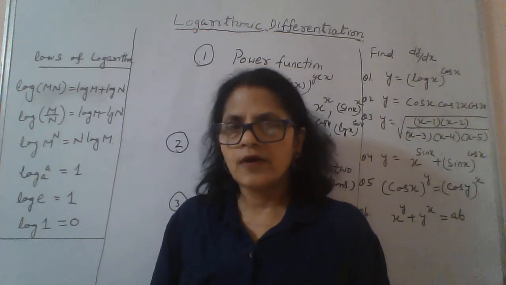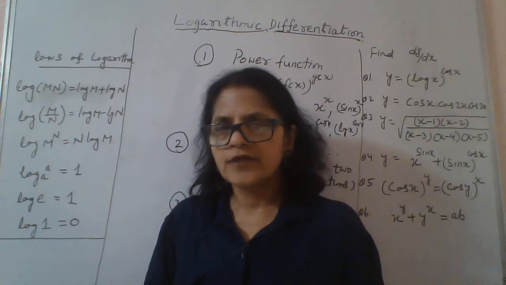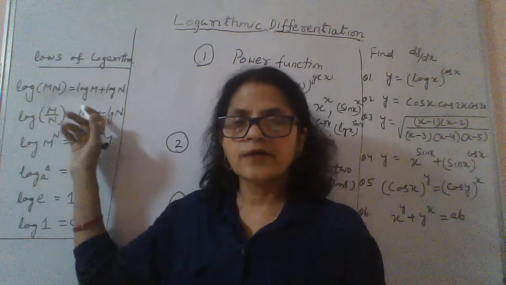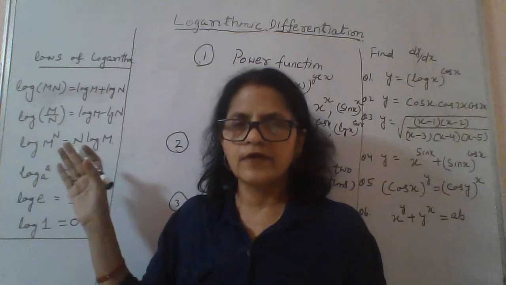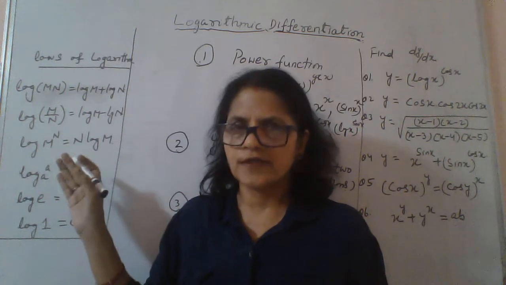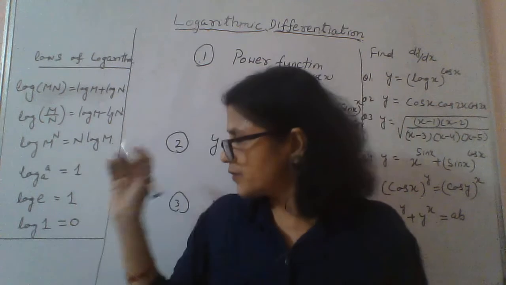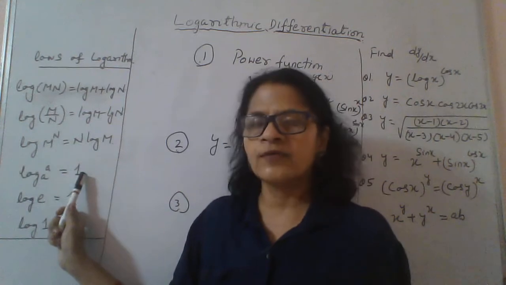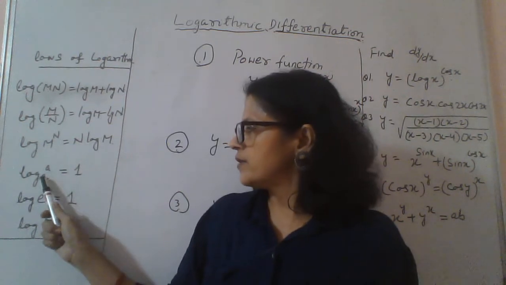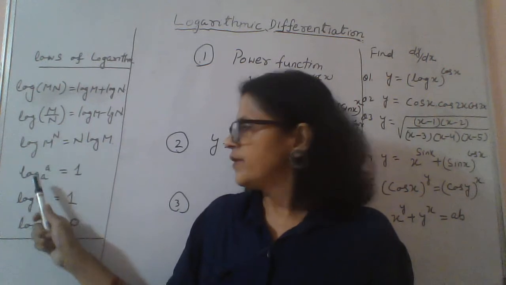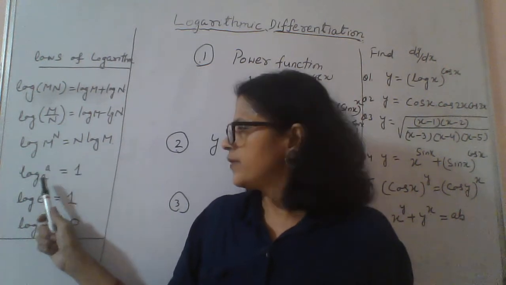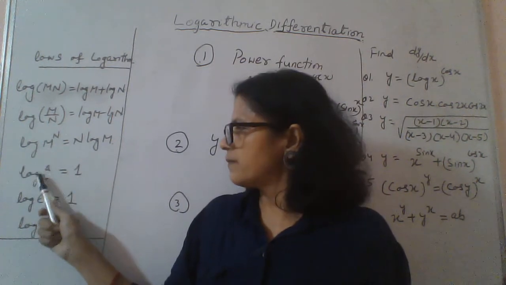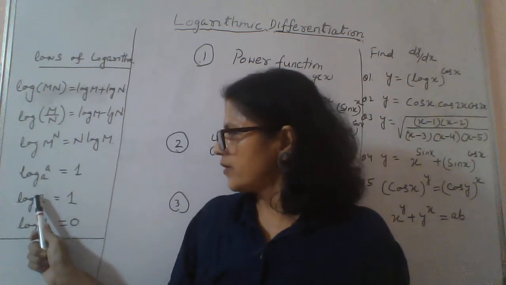If you have log mnpq, that is equal to log m plus log n plus log p plus log q, right? So logarithmic differentiation will be very convenient to use in such cases. So you are aware of the laws of the logarithm, and also log a base a equals 1. You know the logic, because a to the power 1 equals a. If you take e here, e to the power 1 equals e. So log a base a equals 1. Log e equals 1.